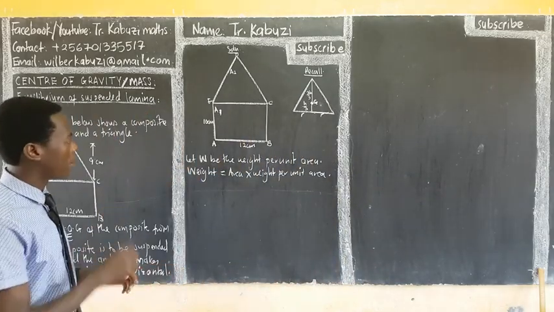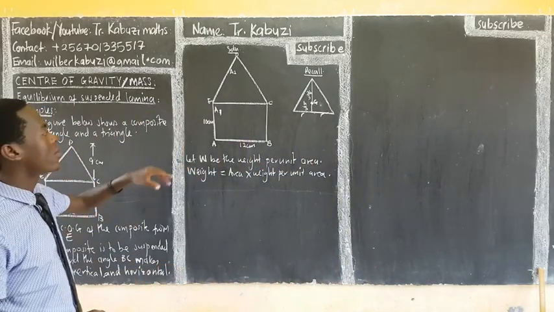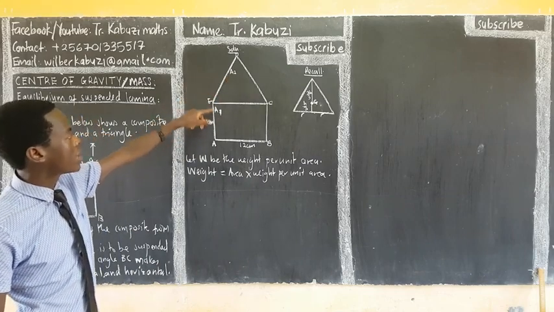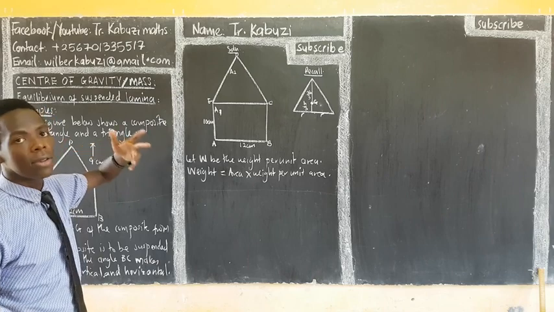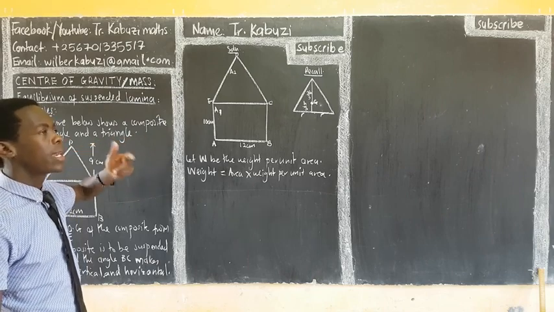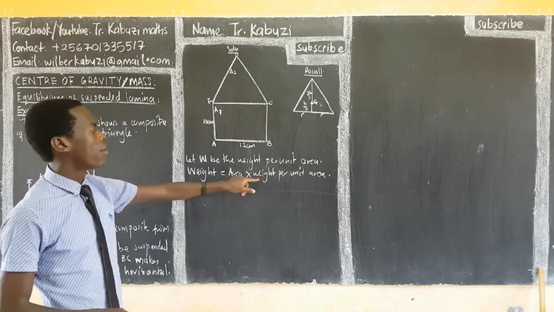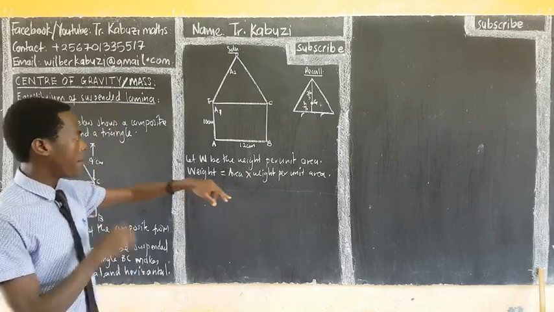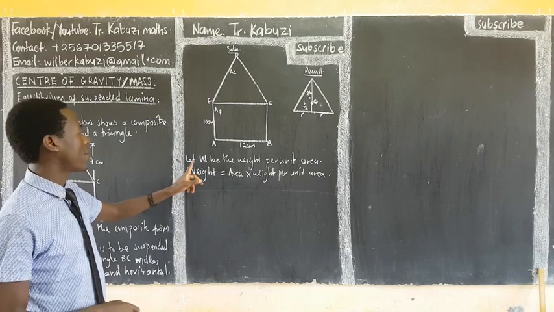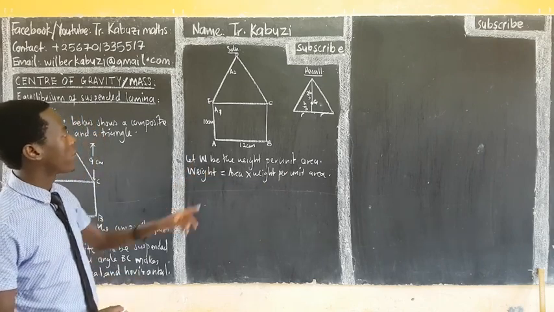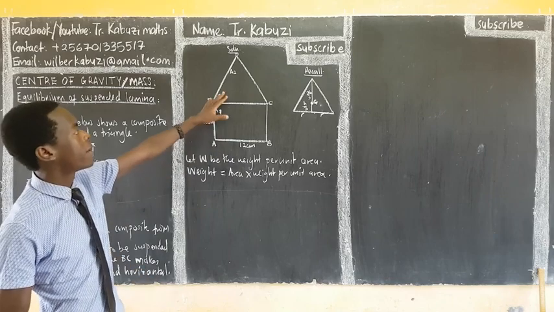So what we do, to get the center, we need to know, I'm going to call this one area 2 and I call this area 1. So to get the center of gravity, we need the weight. But how do you get the weight if they are giving us these figures? We first get the area, then multiply by weight per unit area. So we don't know the weight per unit area, that's why we say let W be the weight per unit area. So now that calls for getting the area of these two first.